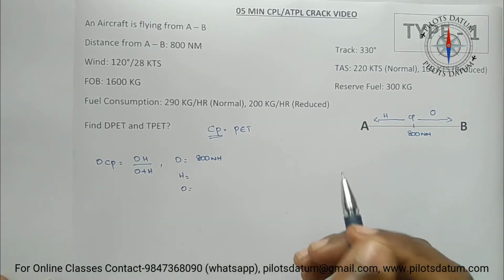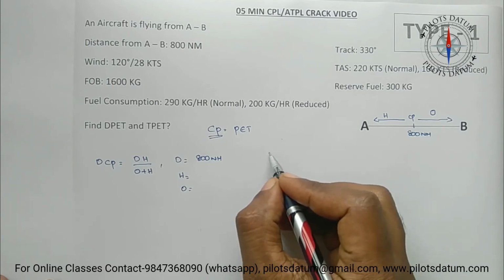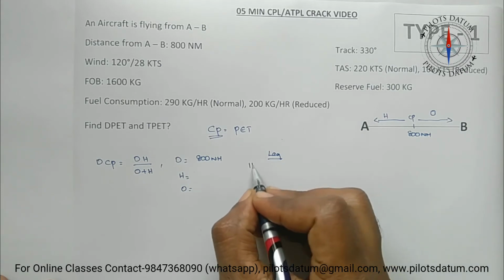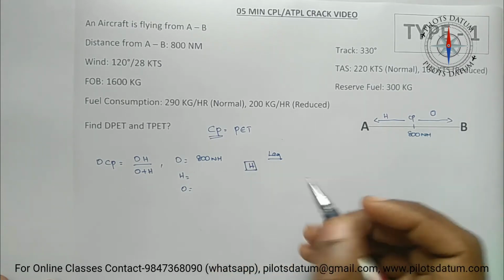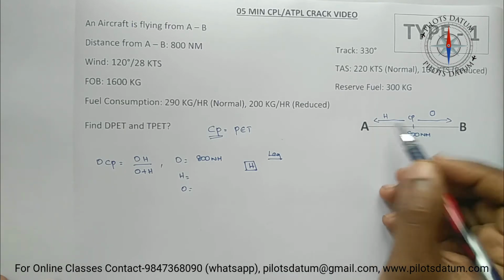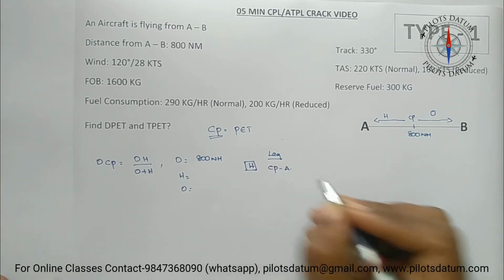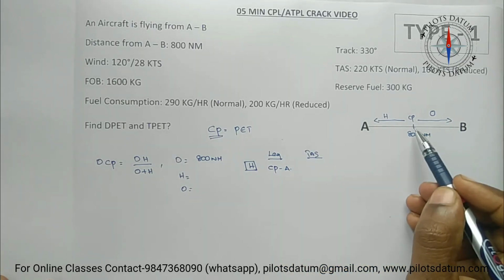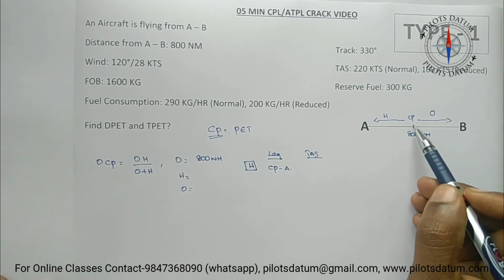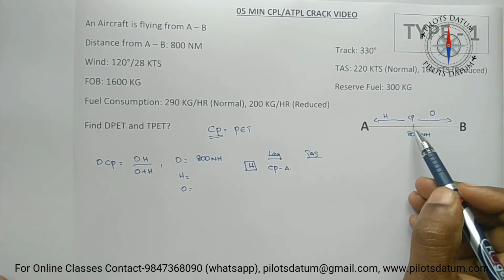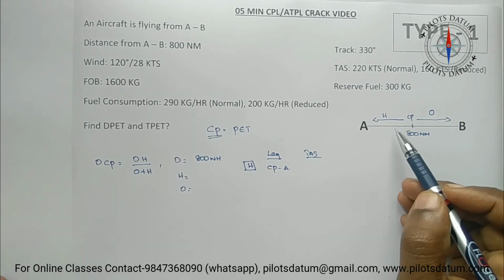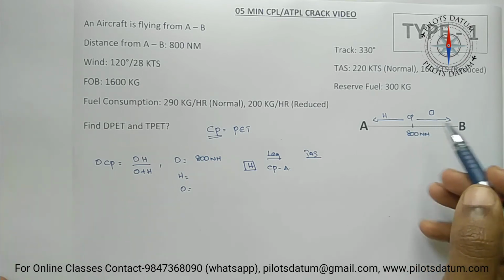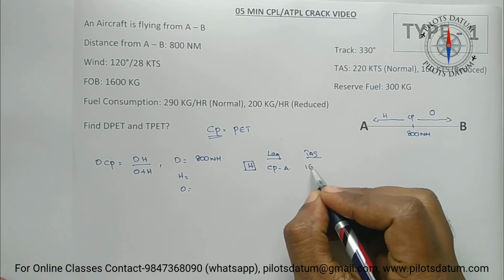For doing that, the easiest method is to draw a table. We have to mention the first one as leg. We are going to look for H right now, that is homebound. So the leg is from CP to A. Okay, true airspeed. What is the true airspeed? As I told you, in this one, from CP to A, we are assuming that the aircraft has reached the CP and it is returning back home. That means it is coming back at reduced TAS, because we assume that there is an engine failure at CP. So reduced TAS will be 160 knots.